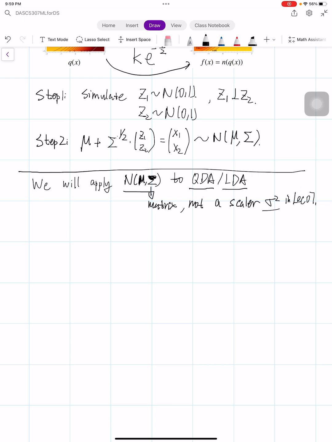We're going to apply the maximum likelihood estimation for the general multivariate Gaussian distribution.